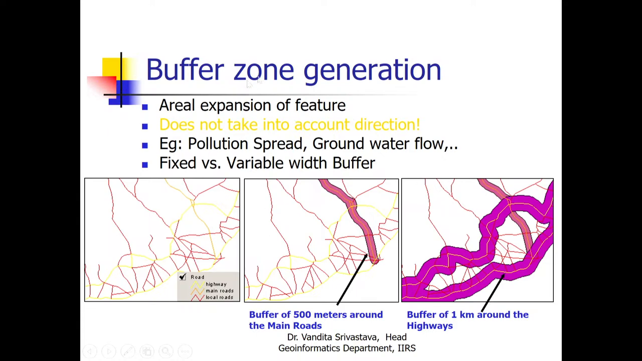As I said, it is an areal expansion of features. It does not take into account the direction, it calculates in both. But you can specify left or right, whether you want to generate the buffer towards left or towards right. You want to have round corners or flat corners, you want to dissolve the features or you don't want to dissolve the features. So those kinds of specifications you can give while generating these buffers. It actually depends upon how that program has been written.